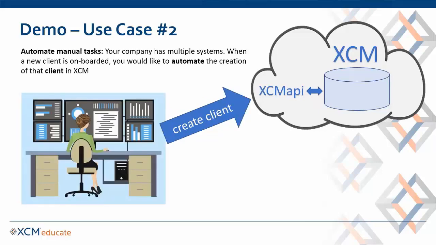The second one is automating the manual tasks, which I had also mentioned before. Your company has multiple systems. When a new client is onboarded, you might have this client onboarded into some other system. Now, you don't want to do the manual entry, a duplicate entry in XCM. You would automate that client creation using these XCM APIs.